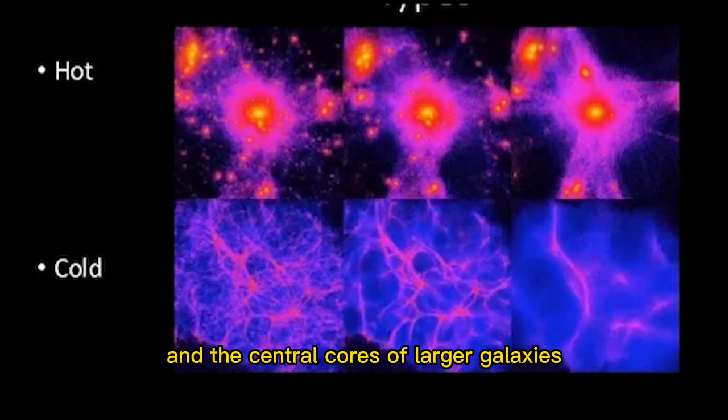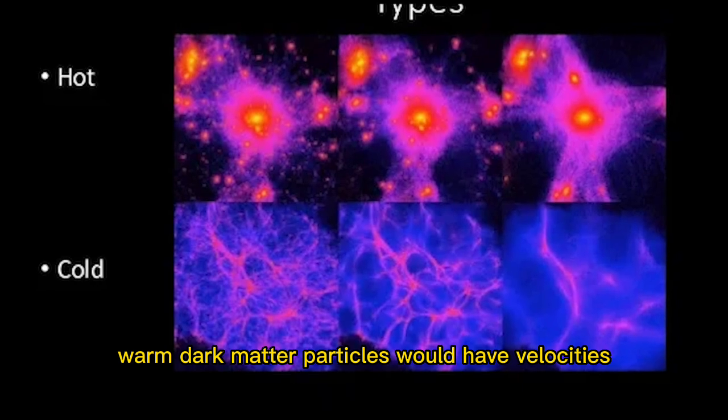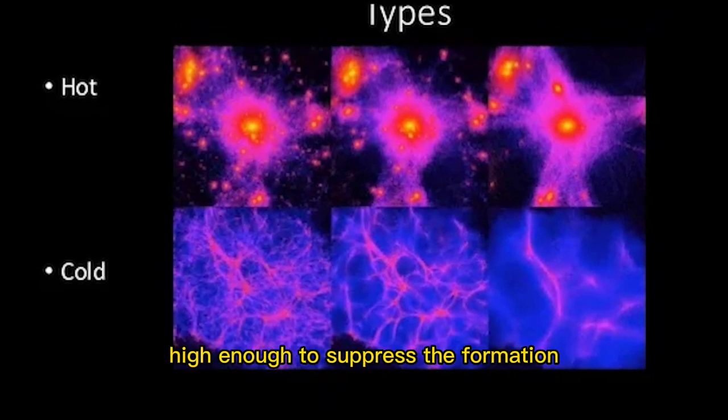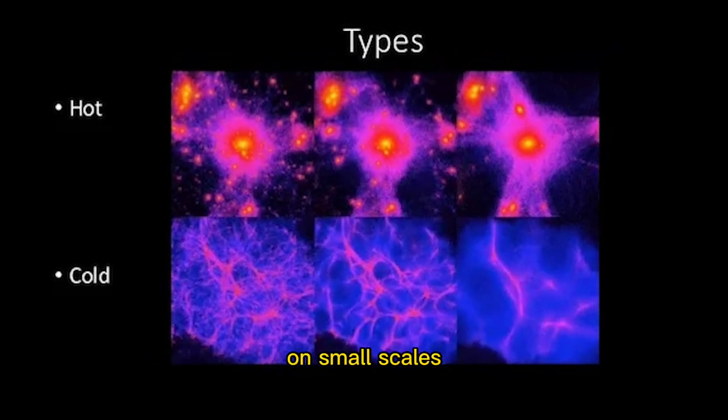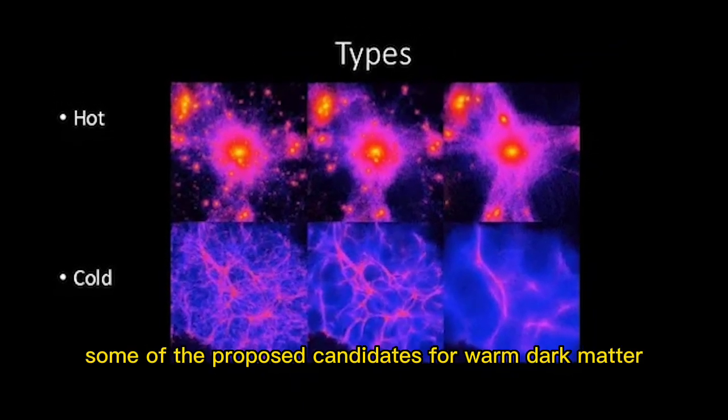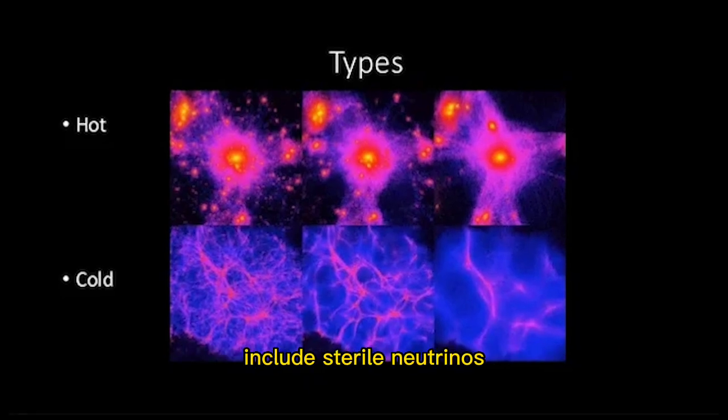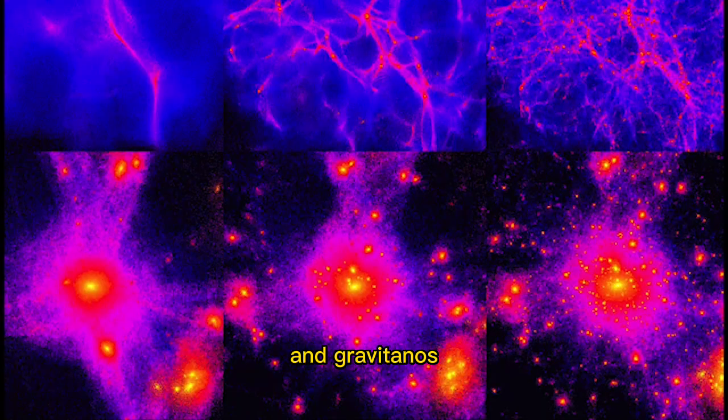of larger galaxies. Warm dark matter particles would have velocities high enough to suppress the formation of small-scale structures, leading to a smoother distribution of matter on small scales. Some of the proposed candidates for warm dark matter include sterile neutrinos and gravitinos.